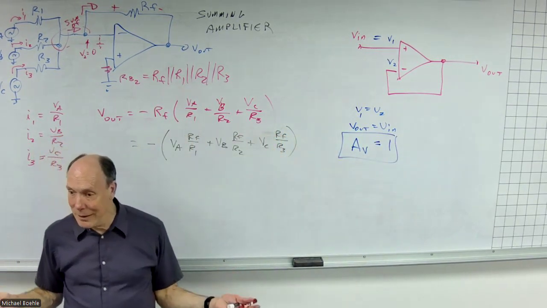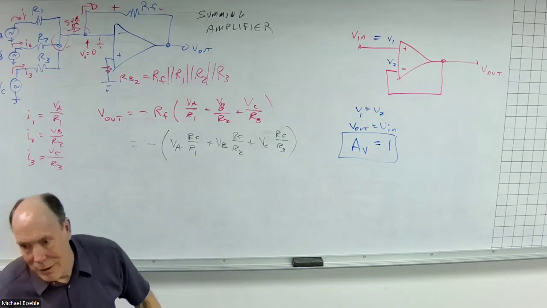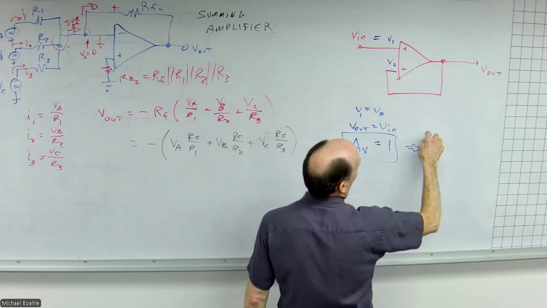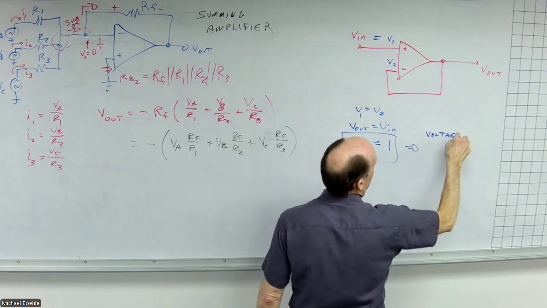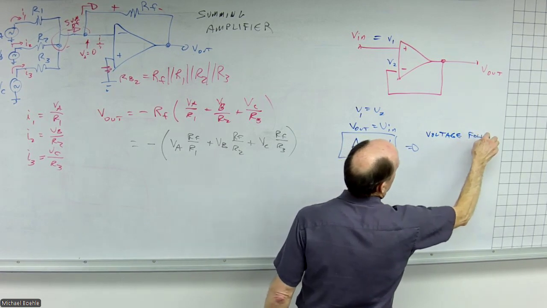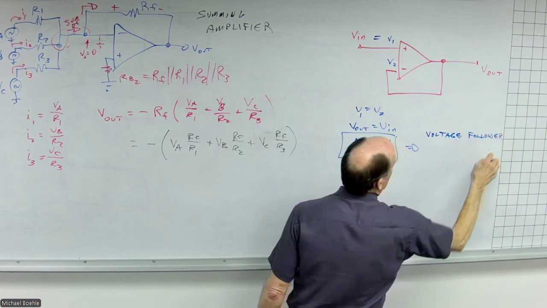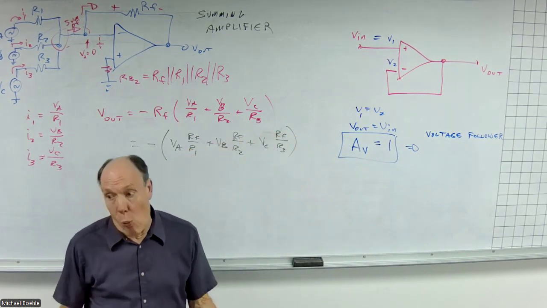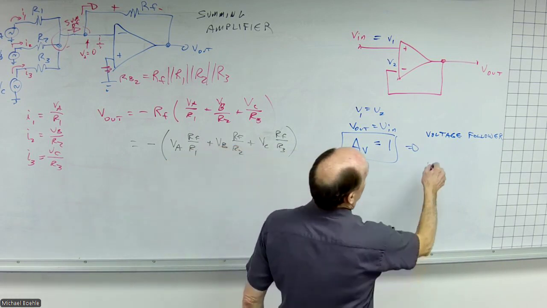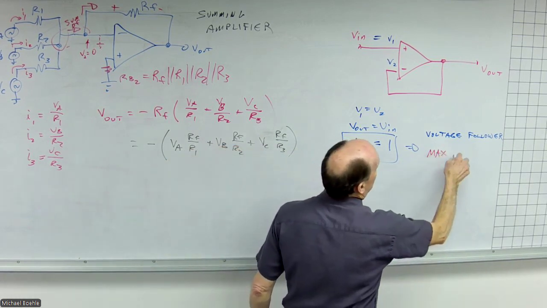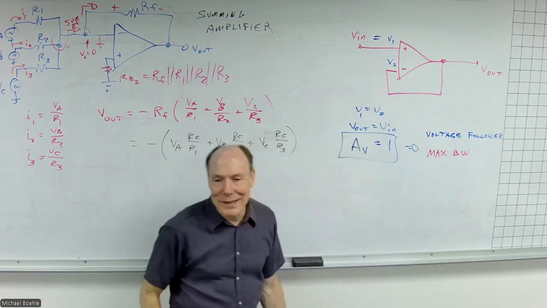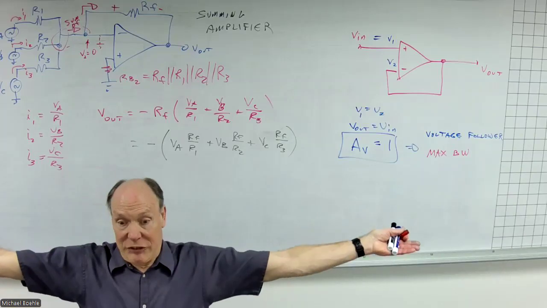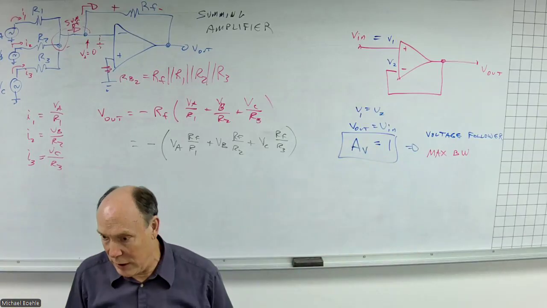Pretty boring. Does serve a purpose. It's called a voltage follower. Now, the advantage of this, first off, because the voltage gain is 1, gives me the maximum bandwidth, right? Maximum bandwidth here. Voltage gain is 1, it means this thing will amplify all the way up to the unity gain frequency.